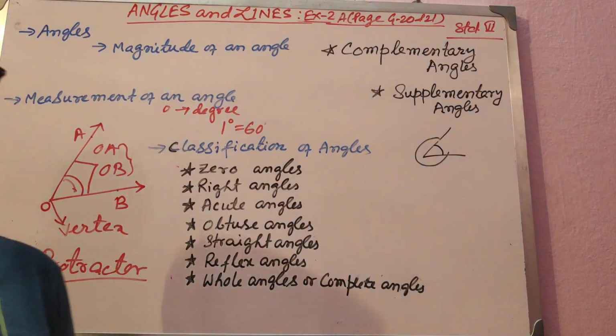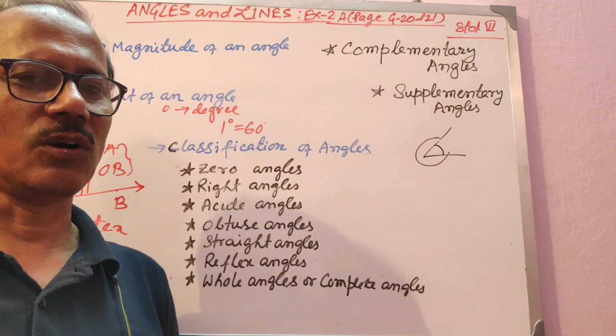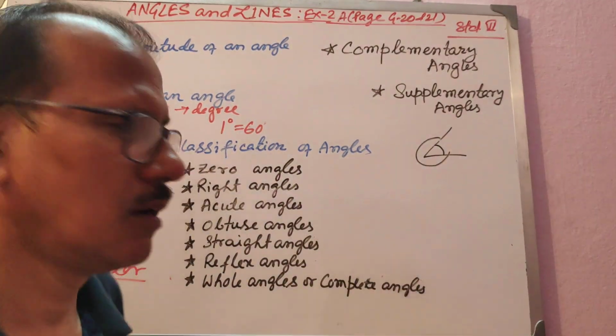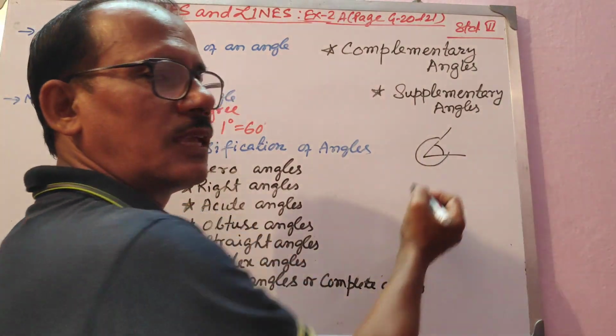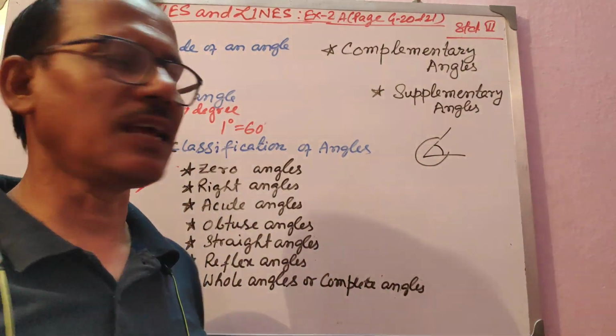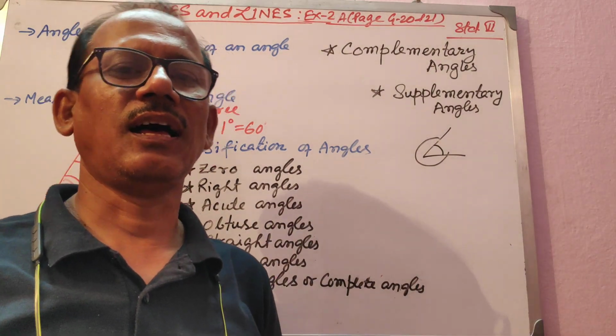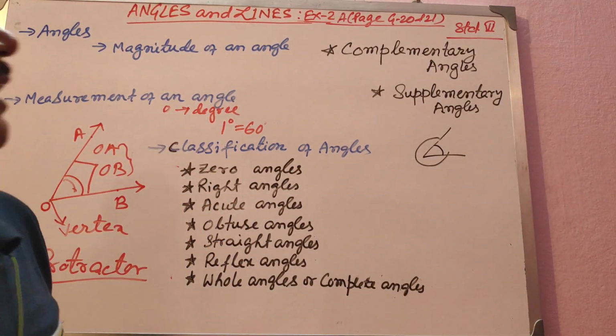How will you measure a reflex angle? A reflex angle cannot be measured with the help of this protractor. You have to measure the inner angle, that is the interior angle. The exterior part you will have to subtract from 360 degrees so that you can find out the reflex angle.